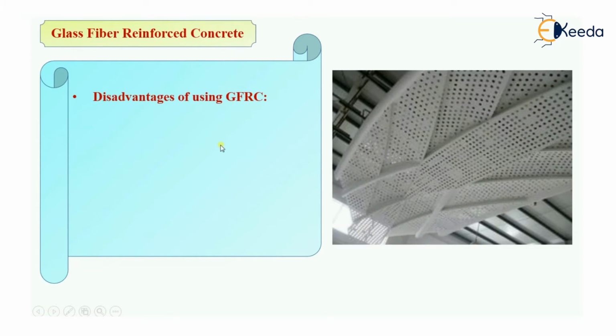Now let's see what are the disadvantages if you are using glass fiber reinforced concrete. This type of concrete can only be used as non-load bearing. Non-load bearing means you cannot use this concrete for structural members. If this type of concrete has to take the load, you cannot use it for the structural members in RCC or frame structures. So simply you have to use it as non-load bearing. You cannot apply maximum load over it.